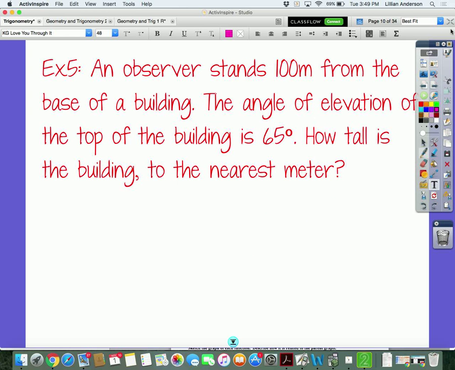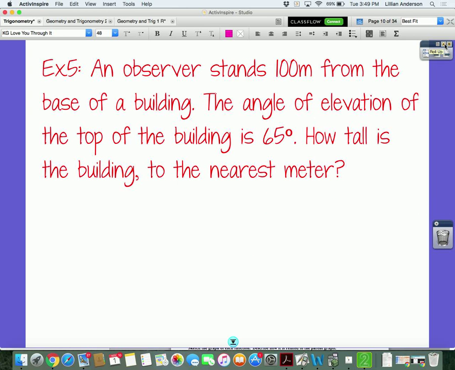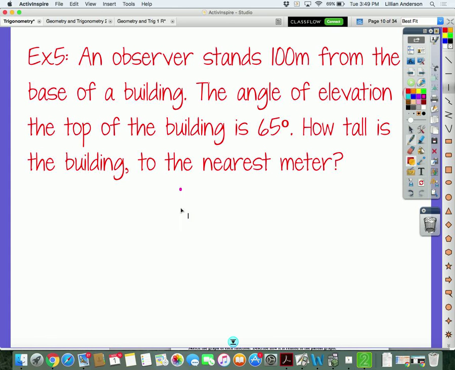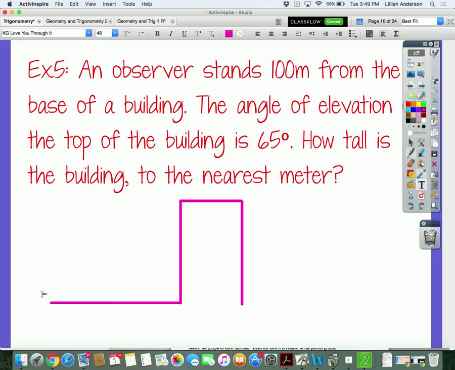Lastly, we have this example. An observer stands 100 meters from the base of a building. The elevation to the top of the building is 65 degrees, and we have to figure out how tall the building is. With IB SL to be exact, okay, all of our buildings are going to be vertical buildings, meaning that it's going to create a 90-degree angle with the ground. Always, always.